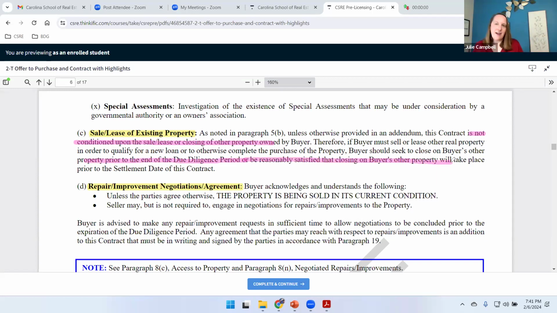If they find out after the due diligence period that the sale of their home or the lease of their home isn't going to go through, they'll have to terminate and they will be in breach. Remember, we have no built-in contingencies. The parties can agree to add one, but there are no built-in contingencies.